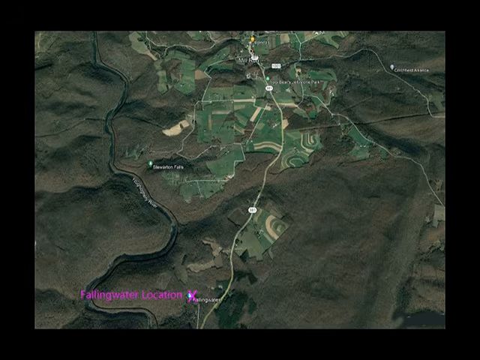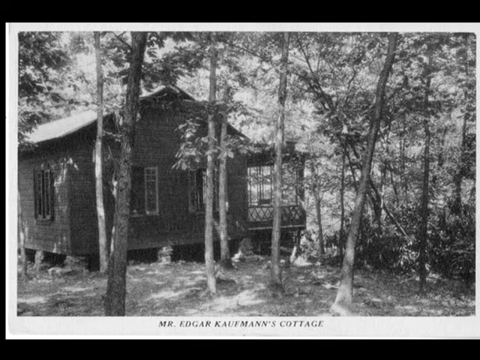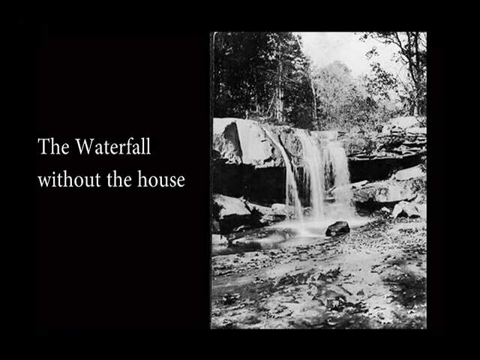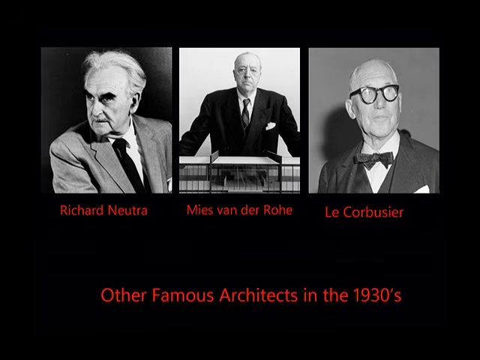It was a remote location, a few miles outside the rural town of Mill Run, and more than an hour driving from Pittsburgh. Kaufman fell in love with this location, and he built a small wooden cabin on it. In 1934, after owning the site for more than a decade, Kaufman thought it was time to replace the cabin for a larger home. But which architect was the right person for the job?